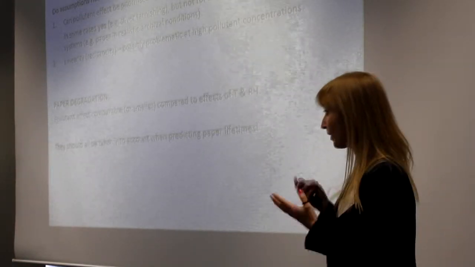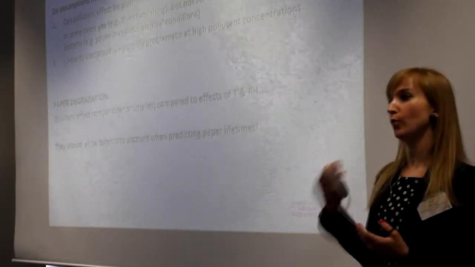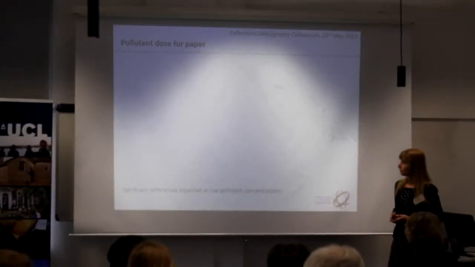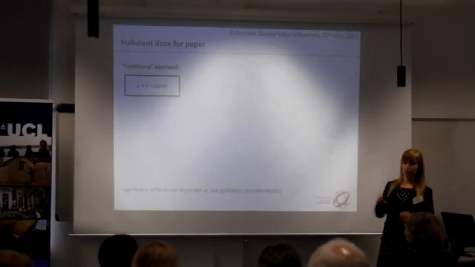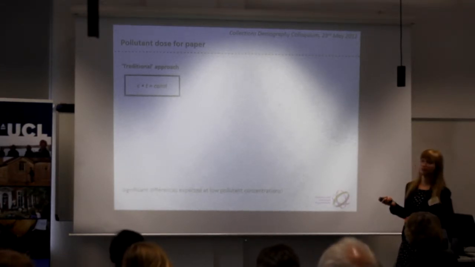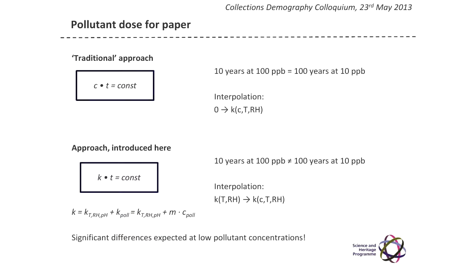So basically this means that all these different effects have to be taken into account when we're talking about paper lifetimes. So let's just recap on pollutant doses. This is the traditional dose approach. Concentration multiplied by time is a constant, which gives us the very famous equal relationship here.